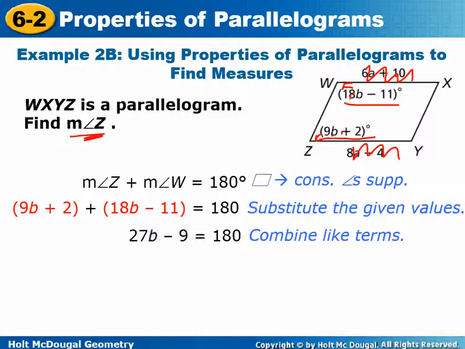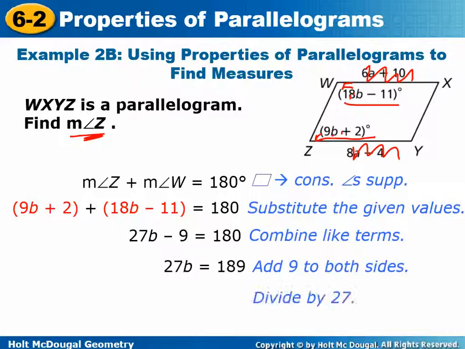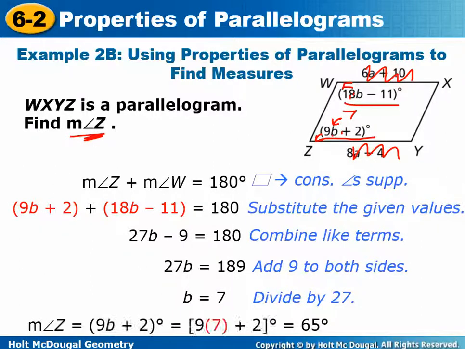And then we'll combine our like terms, and 9b plus 18b is 27b, and 2 minus 11 is minus 9. Add 9 to both sides, and then divide by 27. And we end up with b equals 7, and they want us to find the measure of angle Z, so then I'll put 7 in for b. 9 times 7 is 63, plus 2 more would be 65.